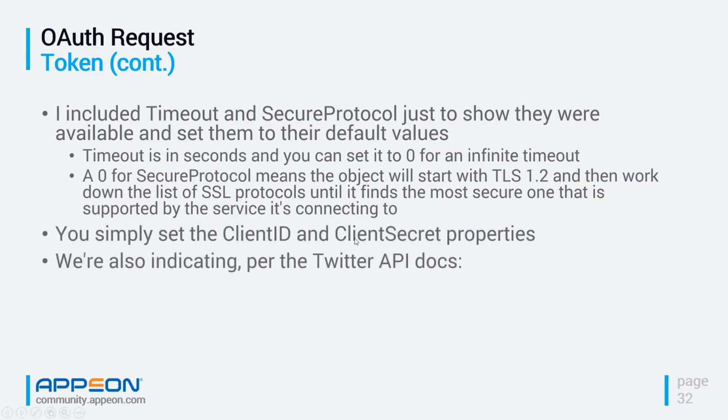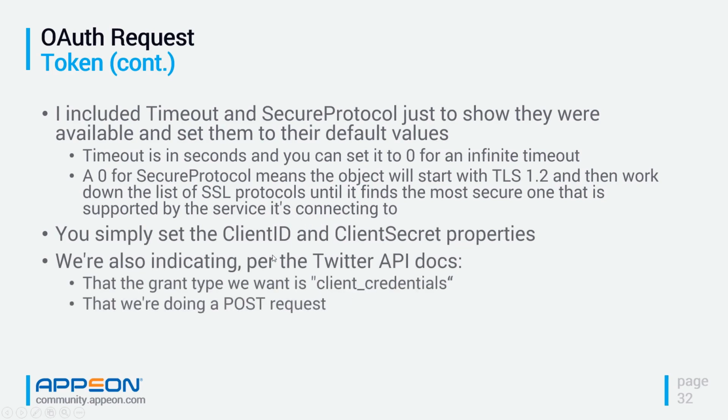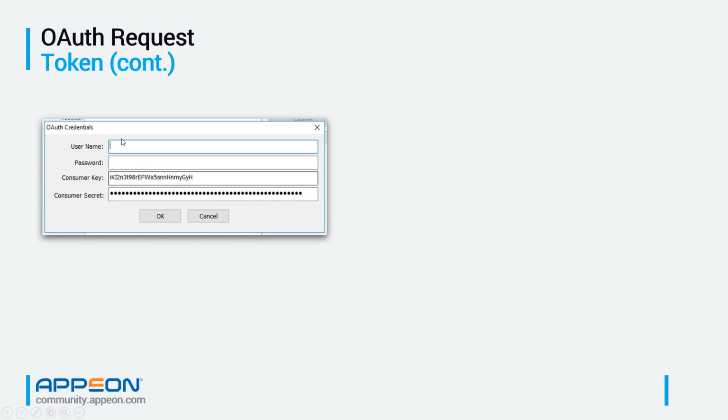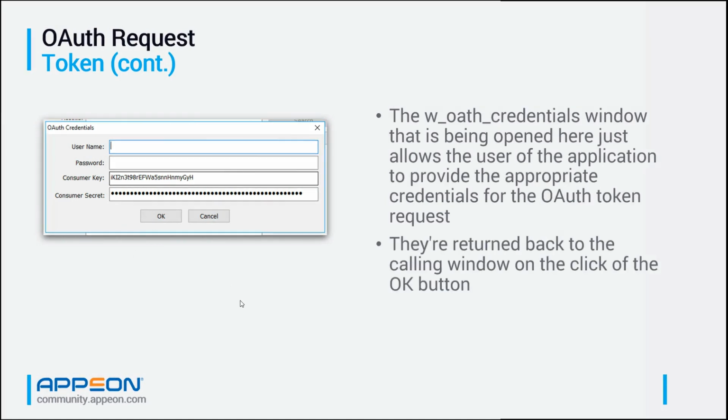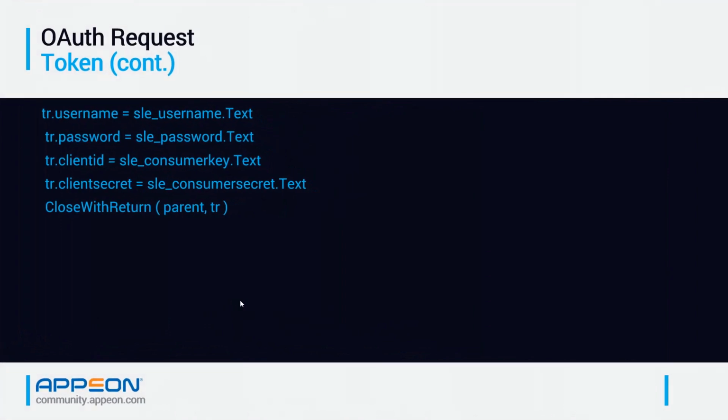So once again, you set the client ID and client secret. We're setting the grant type to client credentials, and we're doing a post request. This all came from the Twitter site. This is an example of what it looks like. The consumer key and the secret I got from the Twitter site when I set up my application. So this is the one where they have the credentials. Not a whole lot to look at here. Basically, just grab the values out of the SLEs and send it back.